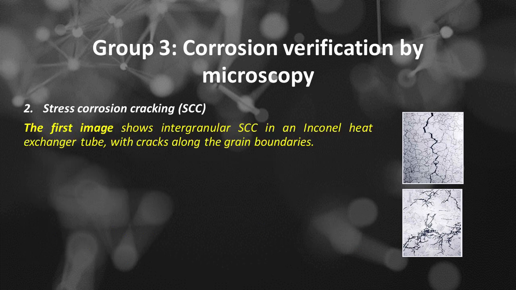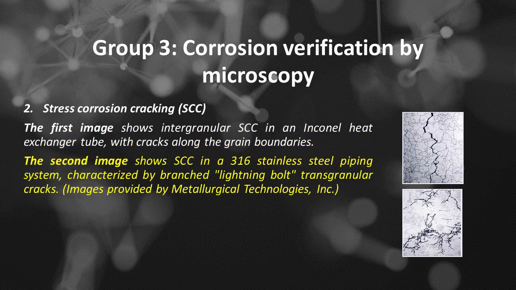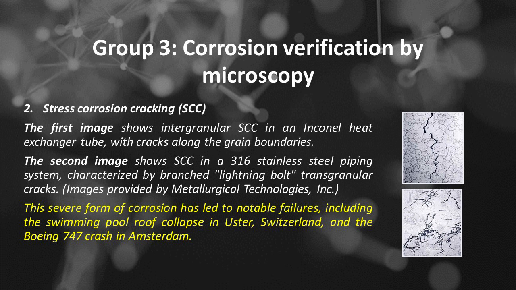The first image shows intergranular SCC in an Inconel heat exchanger tube, with cracks along the grain boundaries. The second image shows SCC in a 316 stainless steel piping system, characterized by branched, lightning bolt, transgranular cracks. Images provided by Metallurgical Technologies Incorporated. This severe form of corrosion has led to notable failures, including the swimming pool roof collapse in Uster, Switzerland, and the Boeing 747 crash in Amsterdam.